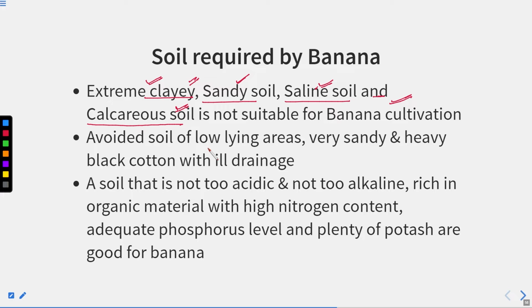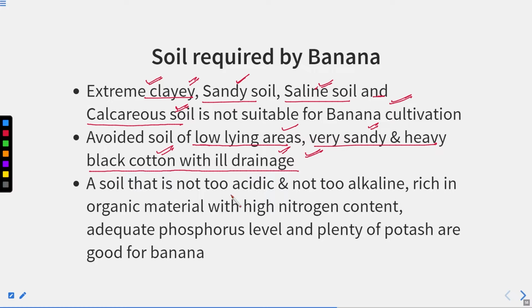So avoid soil of low-lying areas, very sandy and heavy black cotton with ill drainage. So this is not suitable. This type of thing is not suitable for the growth of the banana. Low-lying areas, very sandy soil, or very heavy black cotton, ill-drained soil.